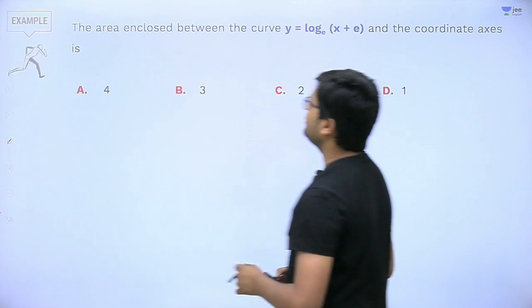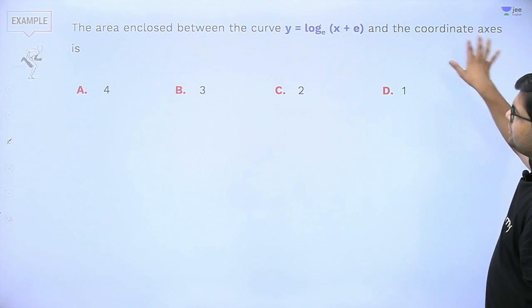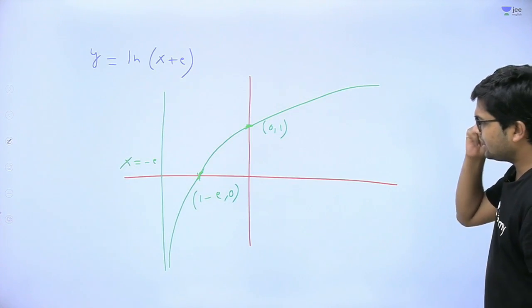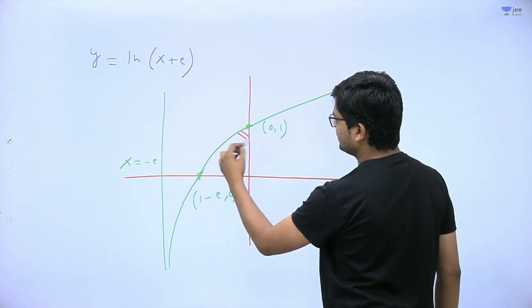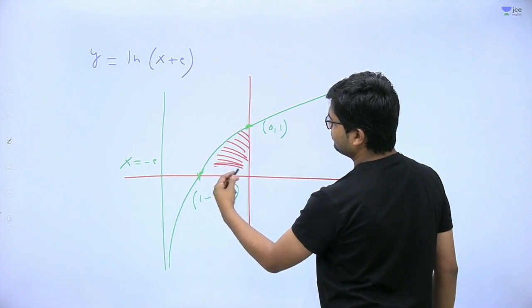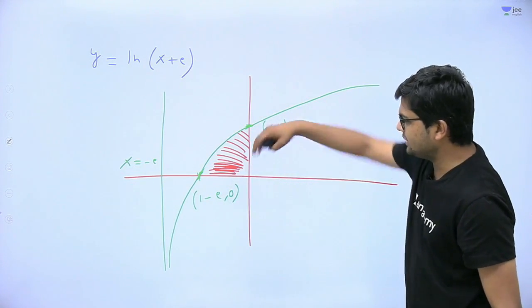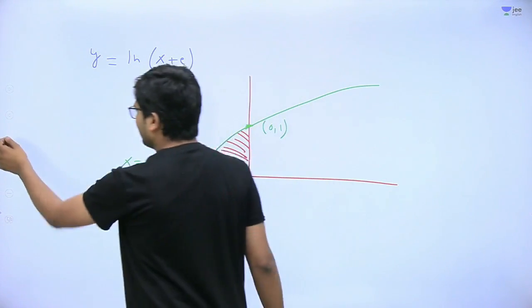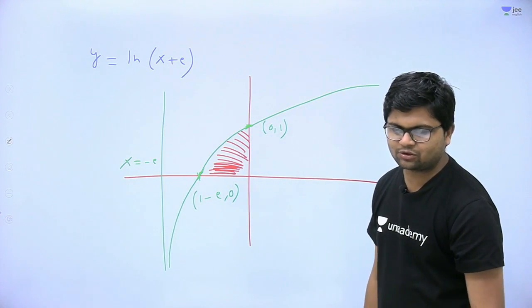Now what we need to solve? The area enclosed between the curve and the coordinate axis. So this is the coordinate axis and this is the curve. This is the area that the question wants us to calculate, because this is the area that is bounded by the coordinate axis and the curve. Yes or no? Wonderful, students, wonderful.